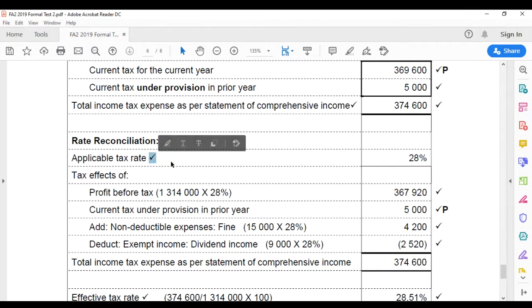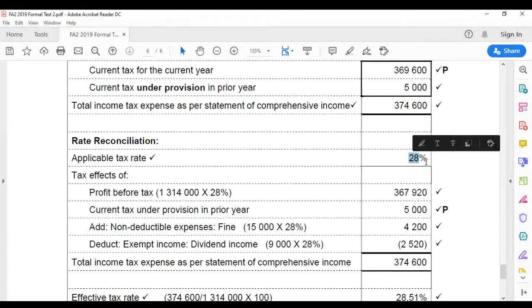Don't write it right next to applicable tax rate. Write or type it under the appropriate column. So this will be 28%, the applicable tax rate. It could be that in the previous year, it was still 29%. So if you are drawing up the financial statements for 2015, it could be that this year it was 28%, but in 2014 it was actually 29%. So whatever the applicable tax rate for that particular year was, you write in the appropriate column.